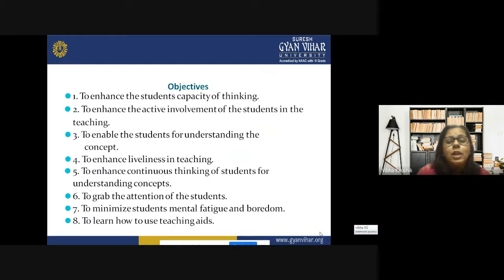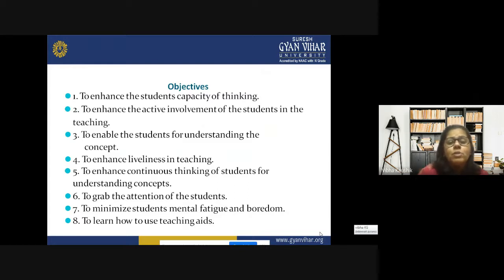To enhance continuous thinking, means the students are continuously involved in the thinking process for understanding the different concepts. To grab the attention of the students, to draw the attention of the students to a specific subject or a particular concept, the stimulus variation skill is very useful.